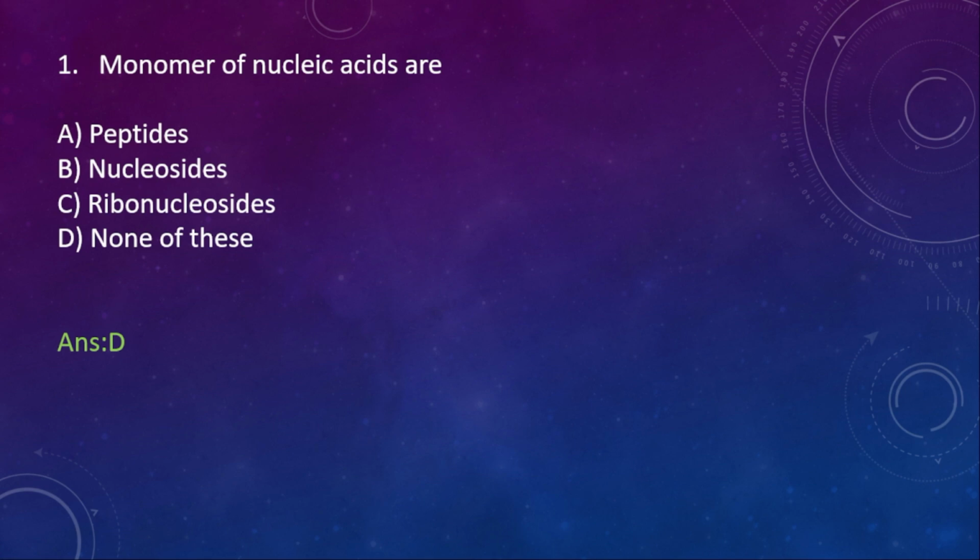Option A, peptides, B, nucleosides, C, ribonucleosides, and D, none of this. Here the right option is option D, none of this, because the actual monomer, that is monomer in the sense building blocks, of nucleic acids is actually the nucleotides. Nucleotides are not there in the options, so none of this is correct here.